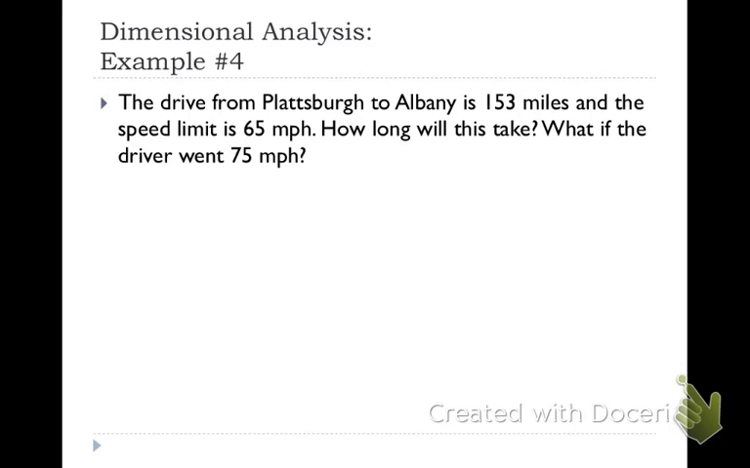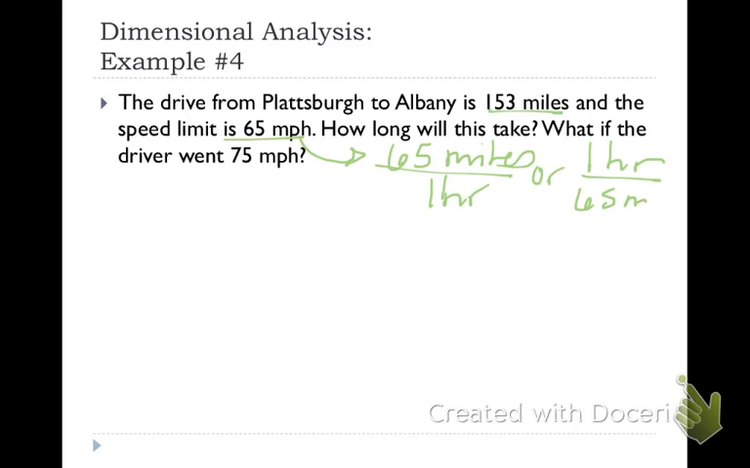So we know we have 153 miles and 65 miles per hour. Let's take a look at that miles per hour. It's really 65 miles over 1 hour, or 1 hour over 65 miles. That's your equivalency right here. Here you're given 2 numbers to start with. Start with the one that only has 1 unit. Miles per hour is 2 separate units, miles and then hour. Use the 153 miles, and put that over 1.